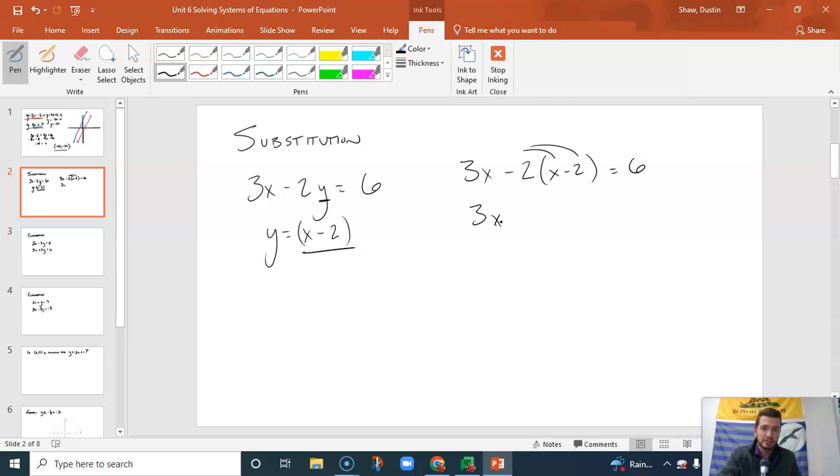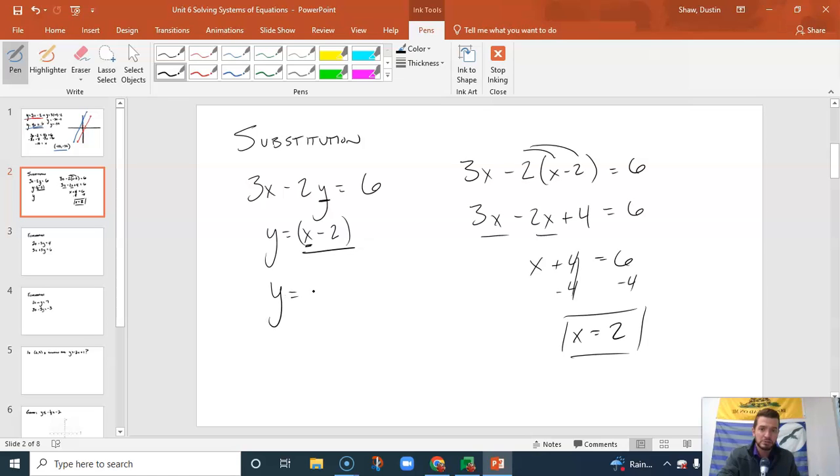So 3x. Negative 2 times x is negative 2x, and then negative 2 times negative 2 is positive 4 equals 6. Now I combine like terms, so this will be x plus 4 equals 6. Last step, subtract 4 from both sides, x equals 2. So that's the first part of my ordered pair. Now I go back here and plug it in for x. So y equals 2 minus 2. So y equals 0. So my answer for this one is going to be 2, 0.